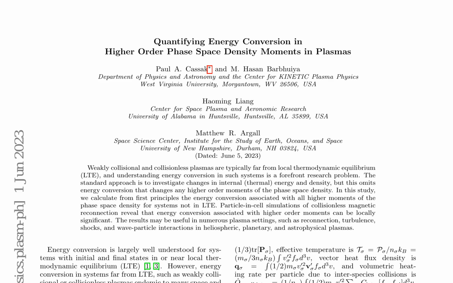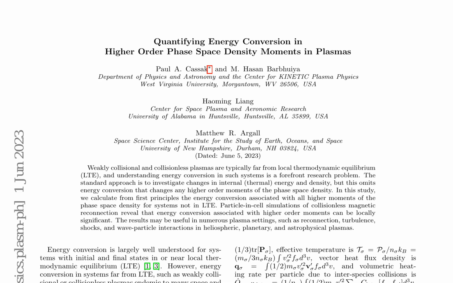Energy conversion in weakly collisional and collisionless plasmas, typically far from local thermodynamic equilibrium, is a complex process that has been inadequately addressed by traditional approaches. The standard method, which focuses on changes in internal energy and density, neglects energy conversion related to higher-order moments of the phase space density. To rectify this limitation, this study employs a first principles theory to quantify energy conversion associated with all internal moments of the phase space density for systems not in LTE.